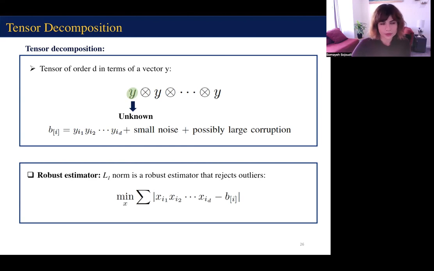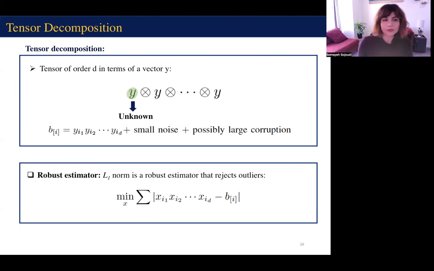One is tensor decomposition. Assume that we have a tensor of order D in terms of a vector Y, which is unknown. Our goal is to find Y based on incomplete information and noisy measurements. Each measurement is denoted as b_i and is a product of some elements of Y plus some noise, for example, Gaussian. Some measurements could be subject to large corruption.